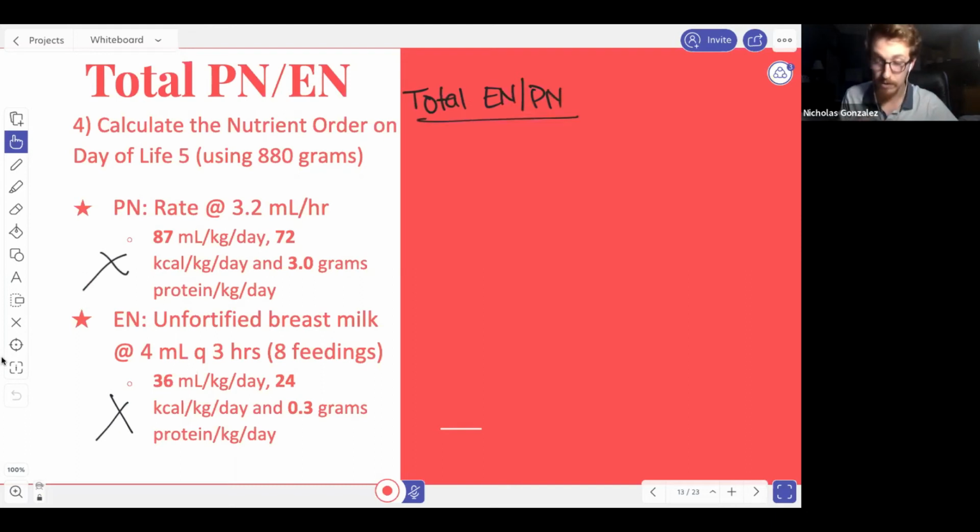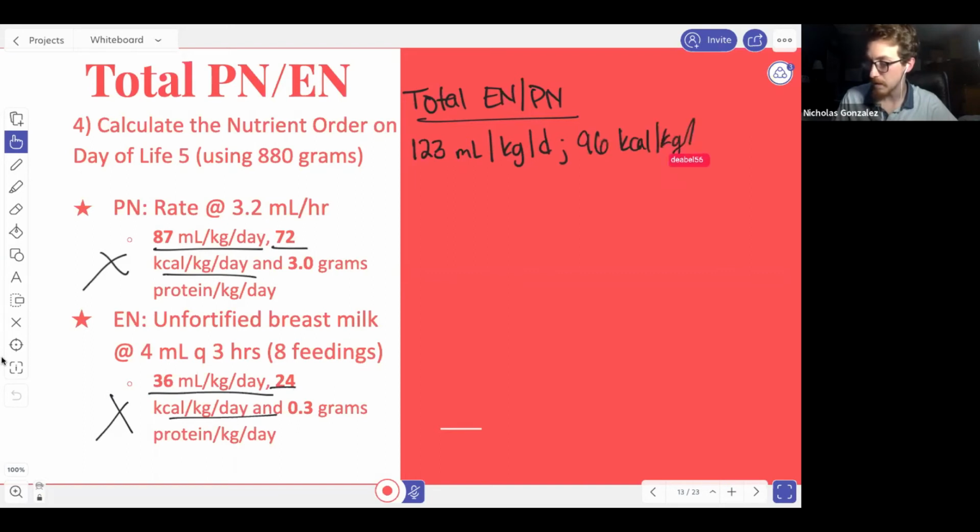For the volume first, we're going to add the 87 and the 36 for a total of 123. Our calories, we're going to have the 72 and the 24, which gives us 96 calories per kilogram per day. And for protein, we have our 3 grams from parenteral and 0.3 from enteral, for a total of 3.3 grams of protein per kilogram per day.